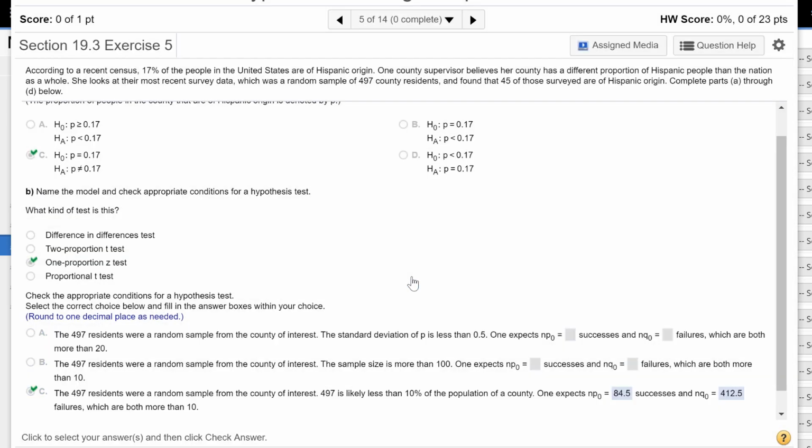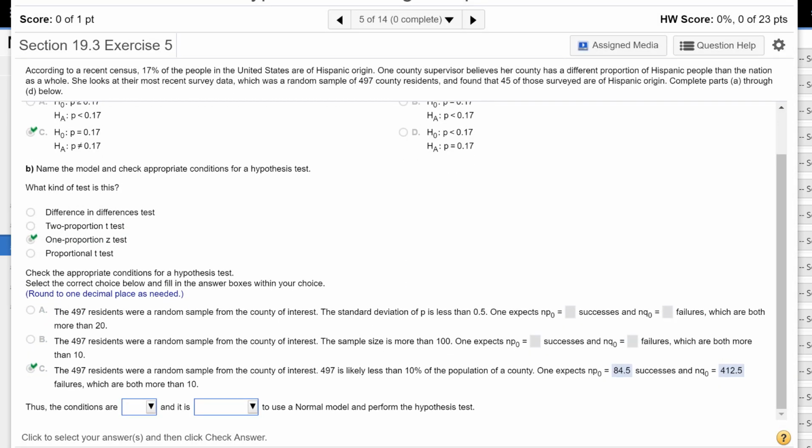Okay. So thus the conditions are met and it is appropriate to use the normal model and perform the hypothesis test.